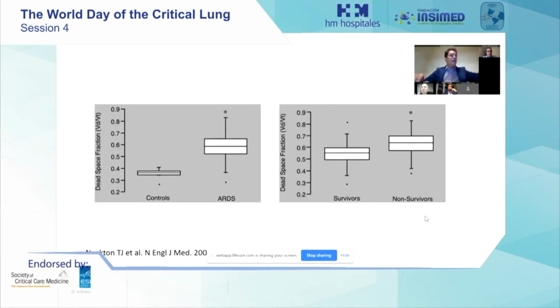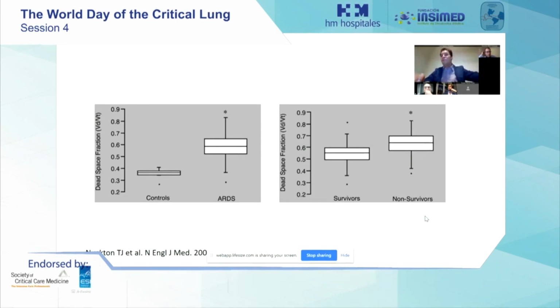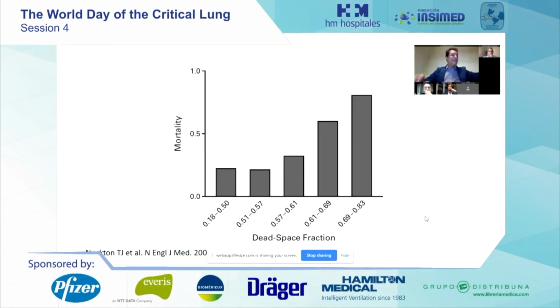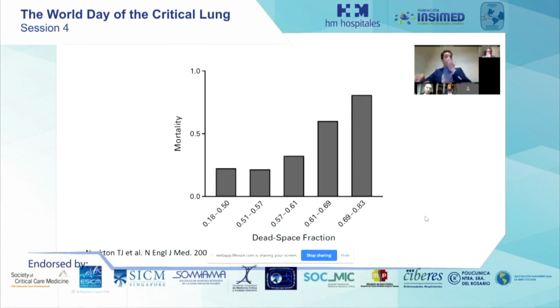Looking at the data on this figure, you can see the early elevation of dead space fraction in ARDS patients compared to controls, and on the right side of the slide, it was significantly increased in patients that didn't survive ARDS compared to survivors. And when breaking down the data according to dead space fractions, taking increments as shown in this figure, with mortality on the y-axis and VT separated in quintiles on the x-axis, at a dead space from 0.57 to 0.61, the mortality increased sharply.